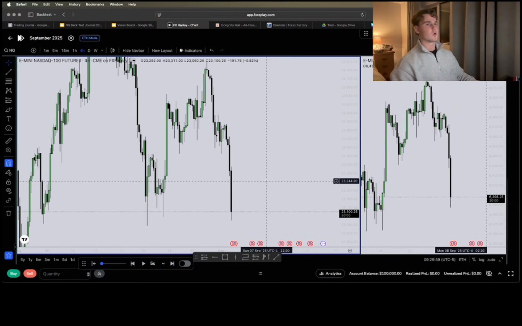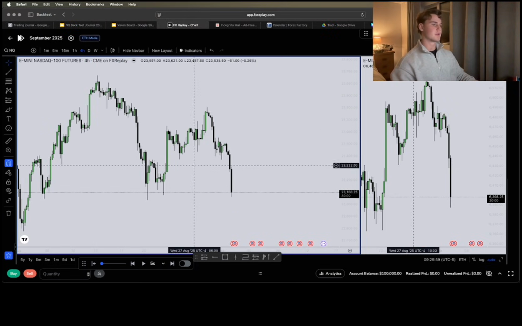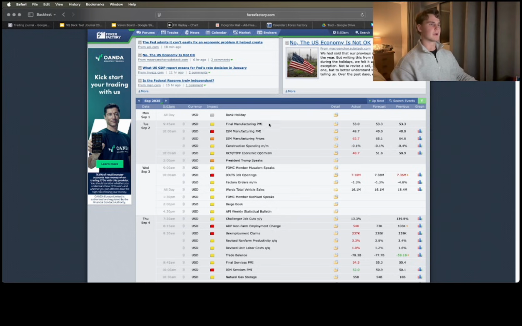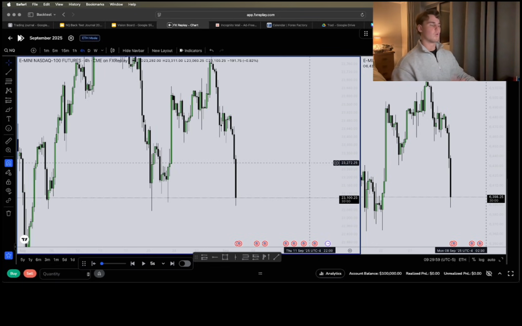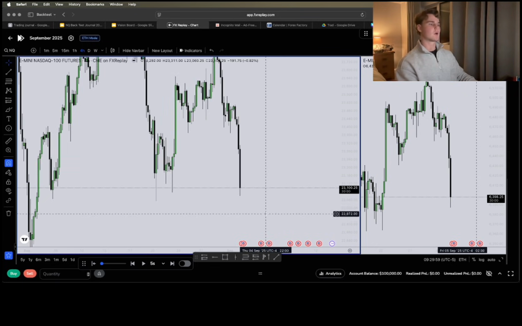We're starting on September 2nd, considering that the Monday, I believe, is a bank holiday, yeah. Okay, so we do have ISM PMI on Tuesday, September 2nd. Now, what am I looking at right here? Now, dropping down onto the 4-hour time frame, what are we seeing?